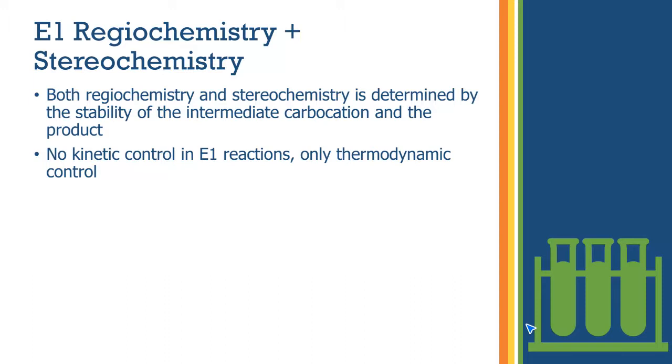So now into regiochemistry and stereochemistry. Regiochemistry, if you remember, is studying the distribution of different structural isomers, and stereochemistry is studying the distribution of stereoisomers. For E1 reactions, both the regiochemistry and stereochemistry are determined by the stability of the carbocation and the product. There's no kinetic control in E1 reactions. It's only under thermodynamic control, which just means that the major product is only determined by how stable the product is.